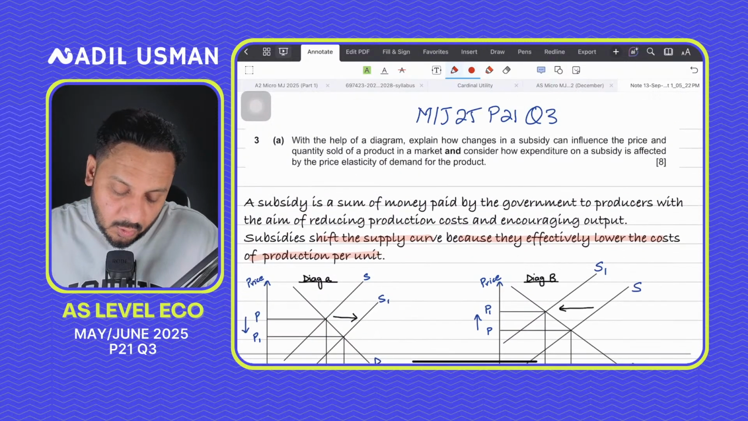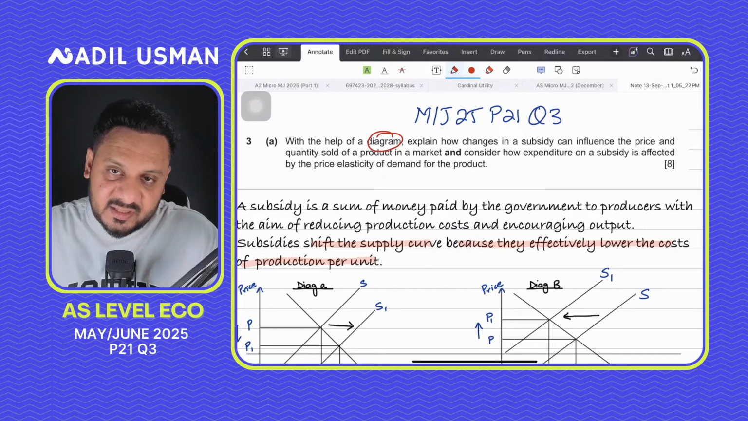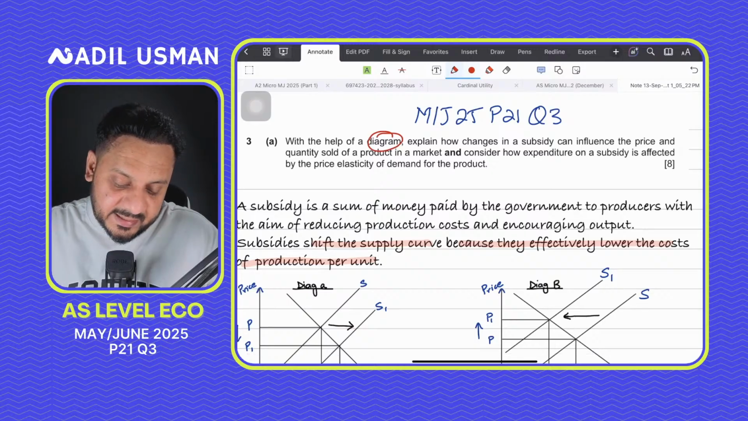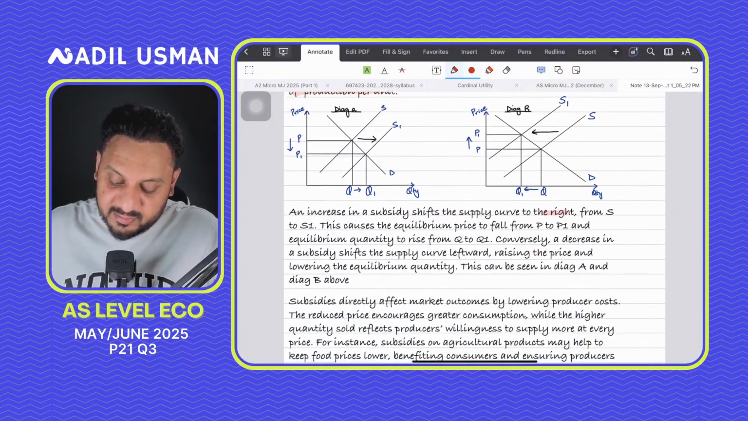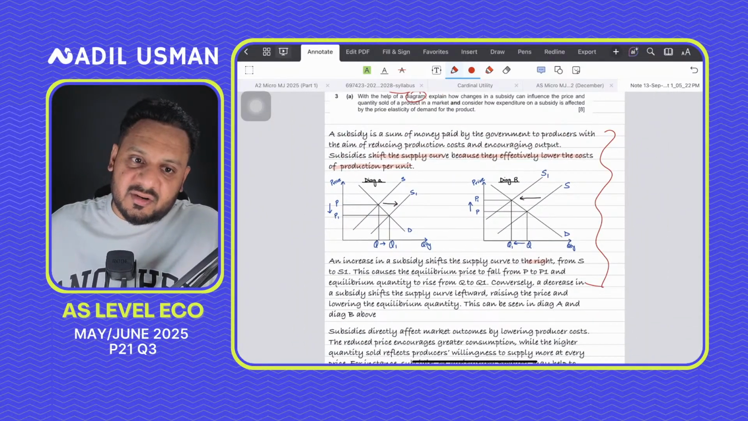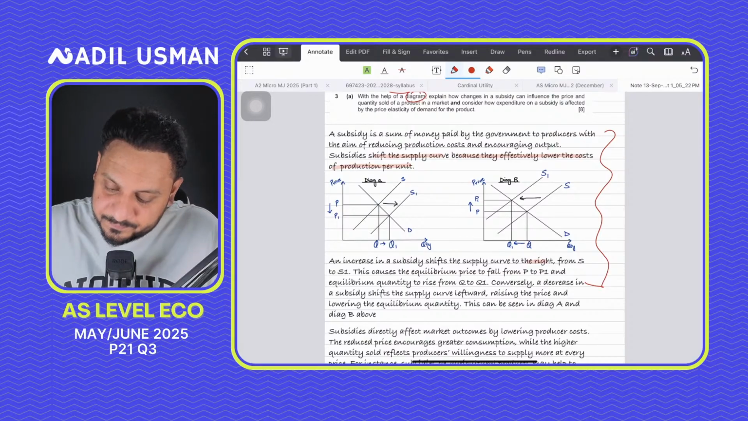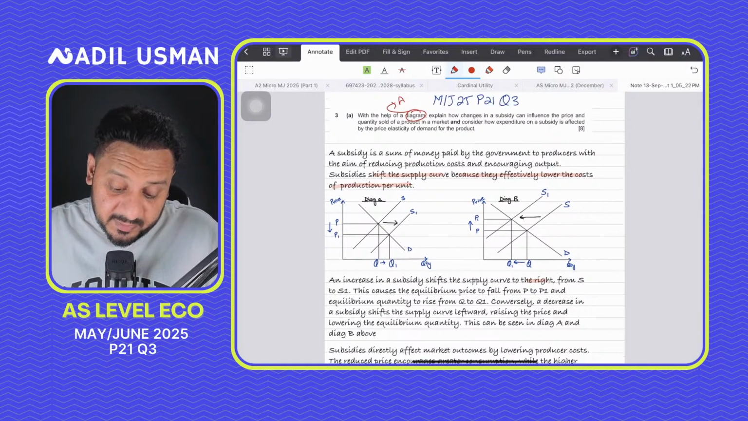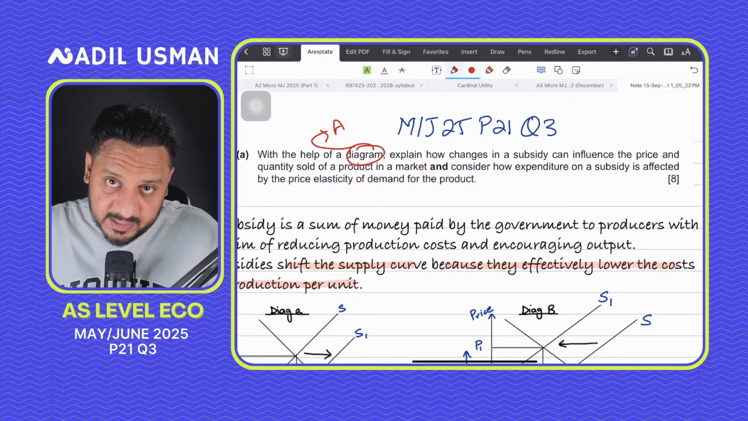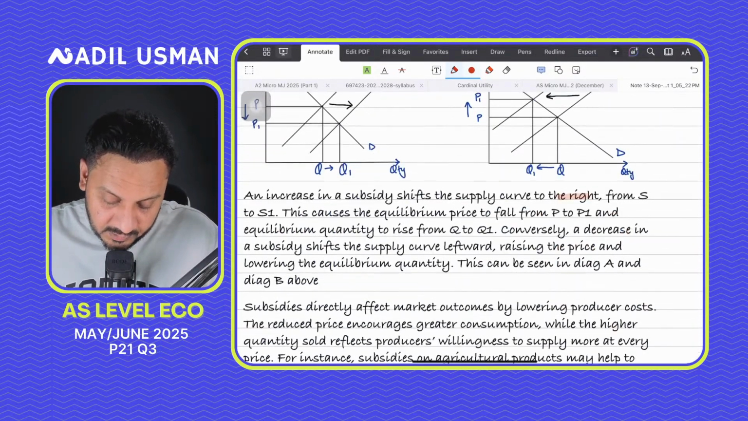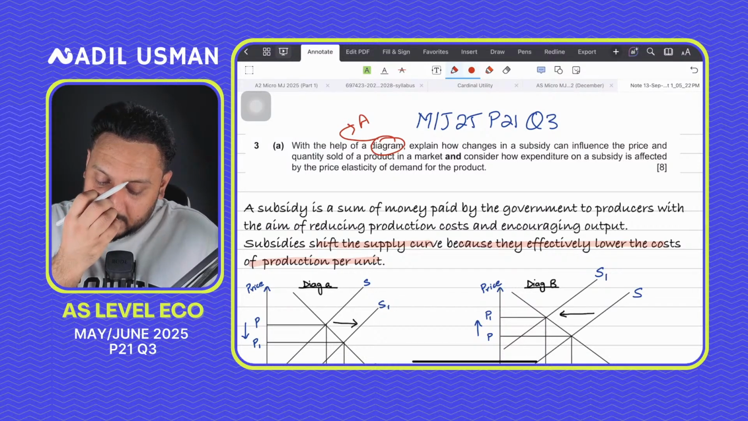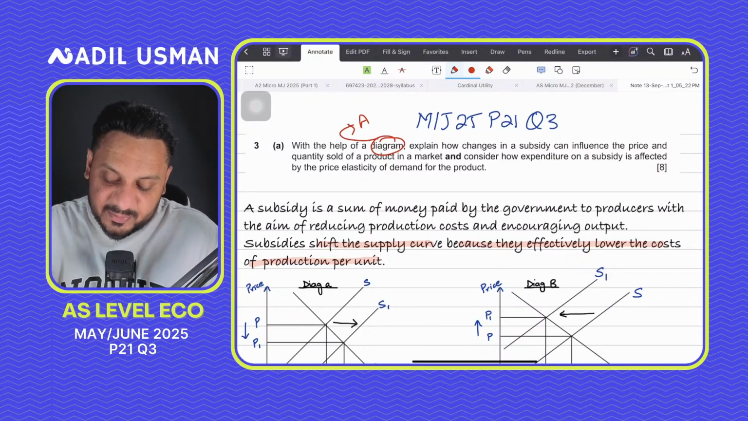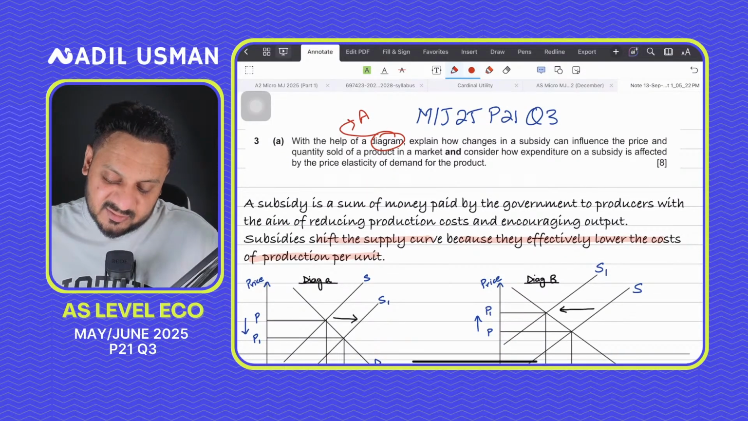Always remember, when they're explicitly asking with the help of a diagram, diagram marks are included in assessment objective 1, knowledge and understanding. So the definition and the diagram part is covered in knowledge and understanding, 3 marks for it. Got it? That applies for questions where they explicitly ask you to draw the diagram. Anyway, the next part of the question says explain how, and consider how the expenditure is affected by the PED, and the influence on price and quantity sold.